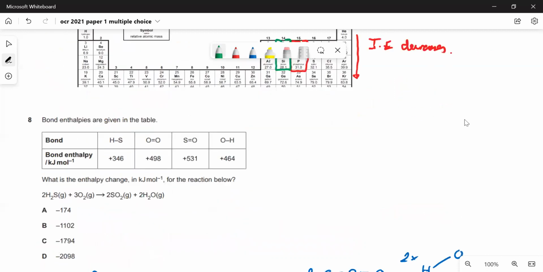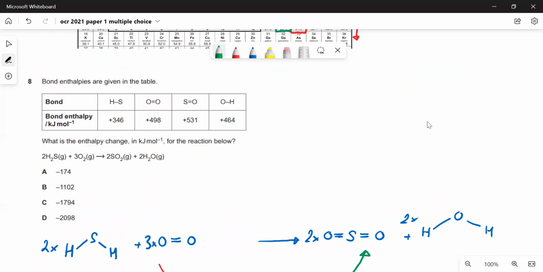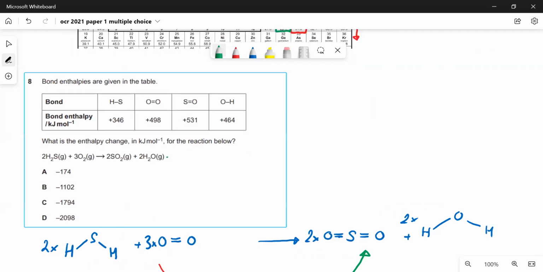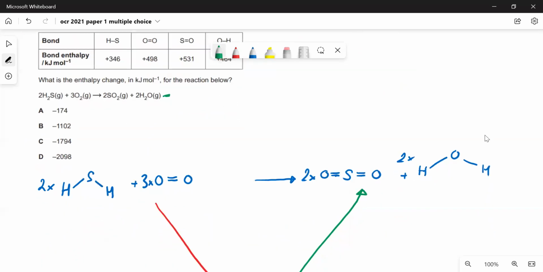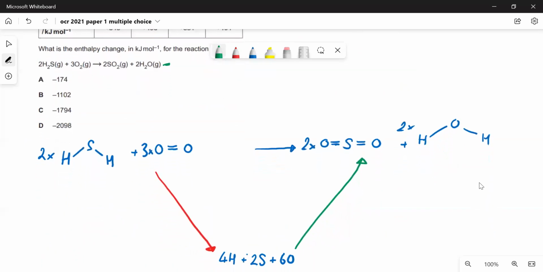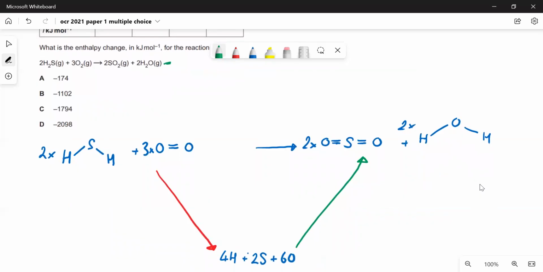Right, bond enthalpy calculation then. We've got to work out the enthalpy change for this reaction here, the oxidation of hydrogen sulfide to give sulfur dioxide and H2O. I like to do these by drawing a Hess's law diagram like that. I've drawn out the molecules and shown the bonds, which avoids confusion.